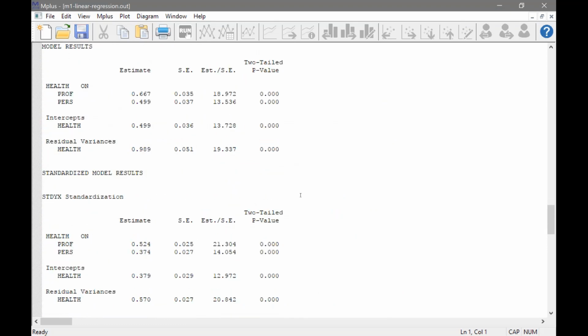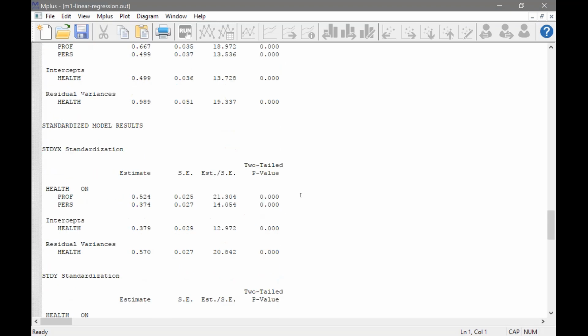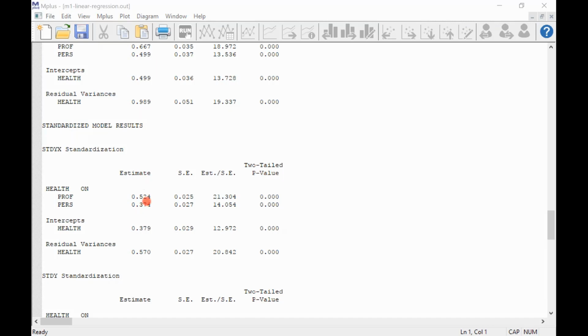In fact, because this is a continuous outcome, it's often very helpful to look at the STDYX standardization. Because what this means is that the regression coefficients here can be interpreted with regard to their strength. So because these numbers can only range between 0 and 1, or 0 and -1 if it's negative, you now know if this is a strong coefficient or not.